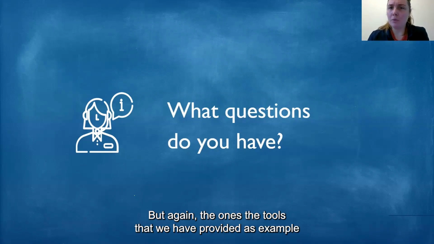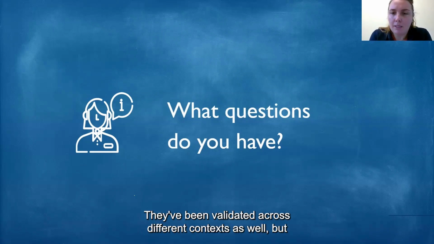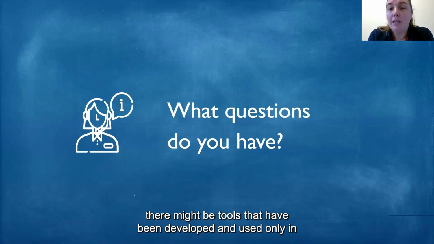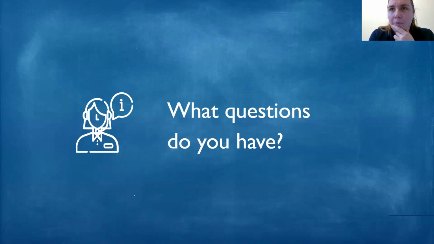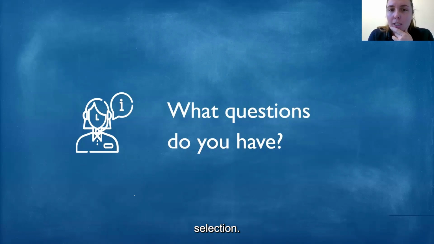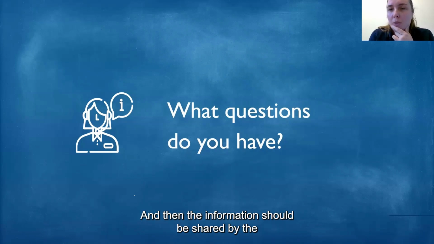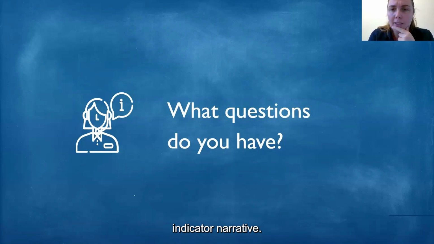But again, the tools that we have provided as examples have been used across different contexts. They've been validated across different contexts as well. But there might be tools that have been developed and used only in a specific country, as in the example from South Africa that we provided today. So we do provide the guidance on the criteria to be used for the selection, and then the information should be shared by the operating units in their reporting, in what we call the indicator narrative.